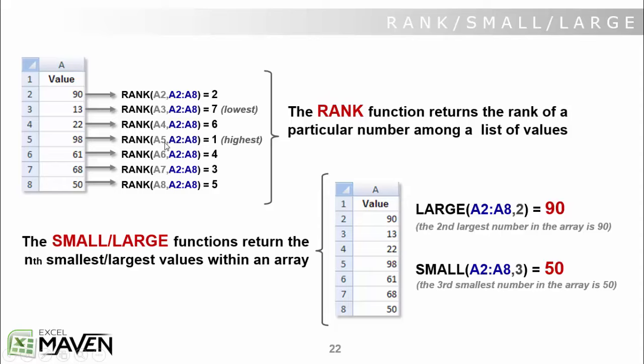You'll note that rank of A5 within A2 through A8 equals 1, which indicates that it's the highest value in the array. And the rank of A3 gives me a 7, which indicates that it's the lowest value.